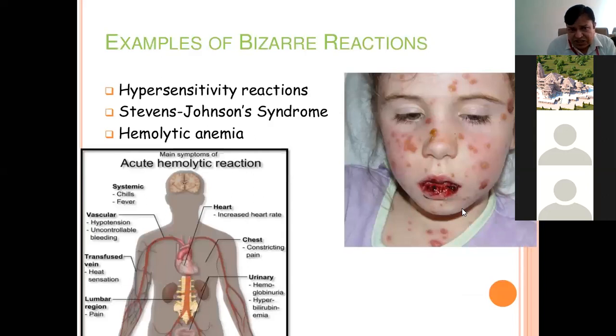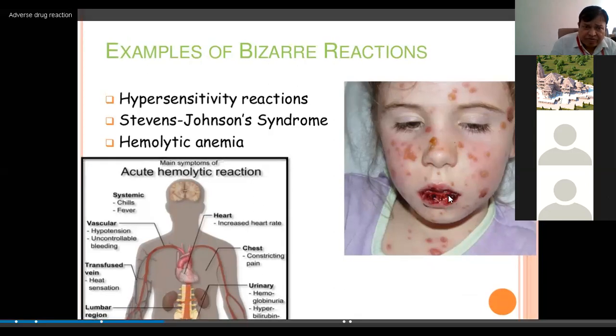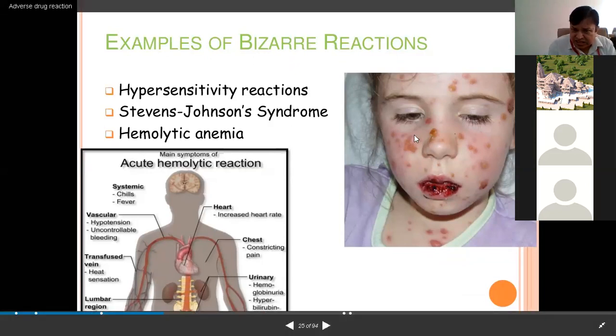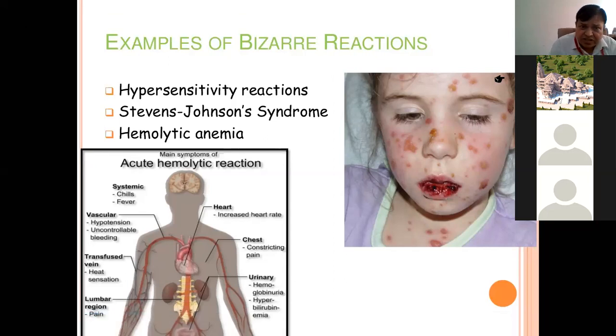Example of bizarre reaction, that is hypersensitivity reaction, Steven Johnson syndrome, and hemolytic anemia. This Steven Johnson syndrome is nothing but a skin disorder or some skin rashes, just like this kid having this skin rashes in entire body. This is the picture of Steven Johnson syndrome.